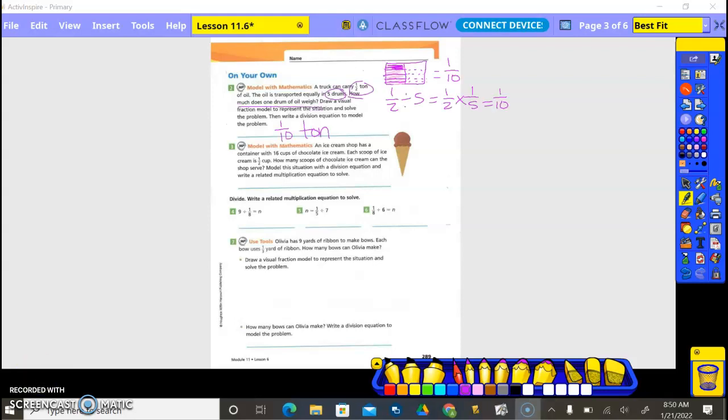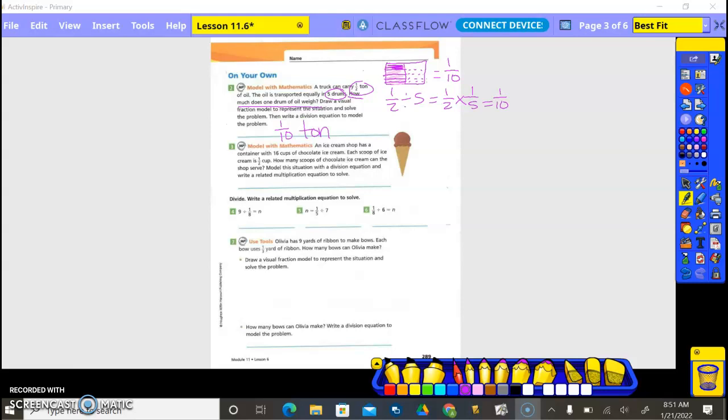All right. So we circled that half a ton and the 5 drums. Then we went over and drew our model. So we drew our box, broke it into a half because that's our total. And then horizontally we broke it into 5 different sections because that is how many drums there were. And we said that was 1/10. We checked it with a division equation. So we took 1/2 divided by 5, which equals 1/2 times the reciprocal of 5, which is 1/5, which equals 1/10. So 1/10 of a ton is our answer.